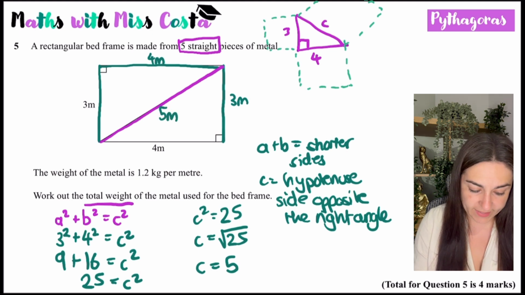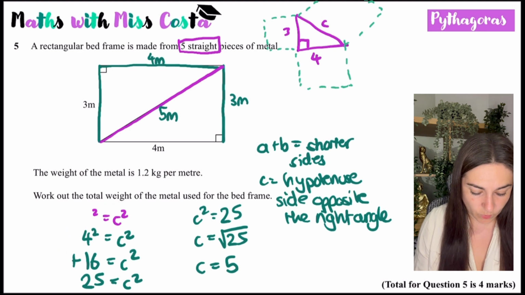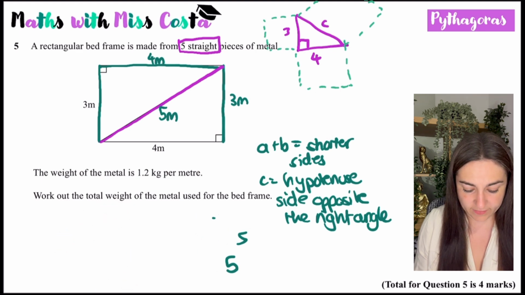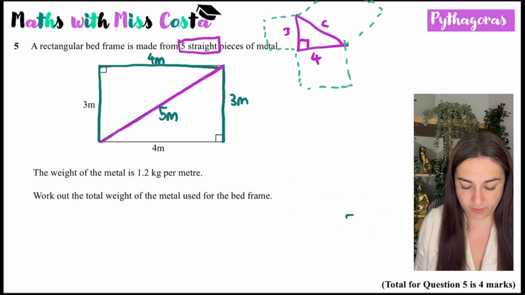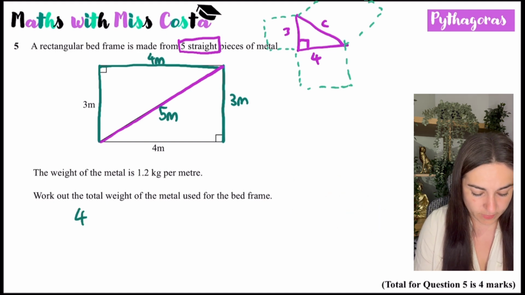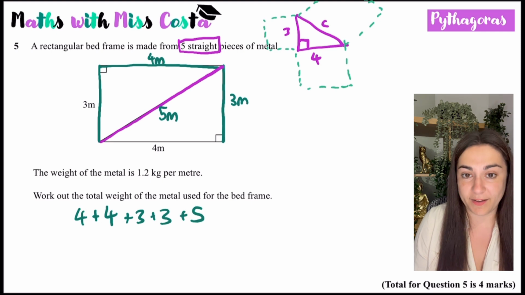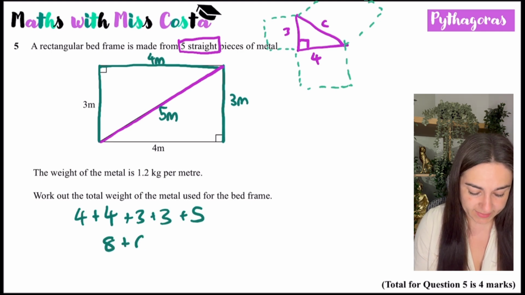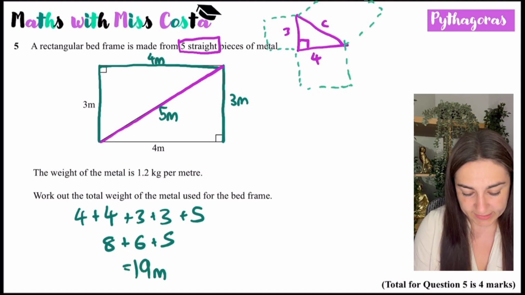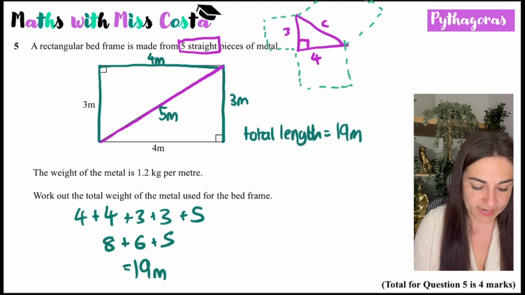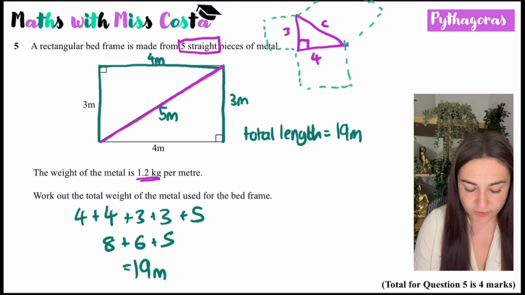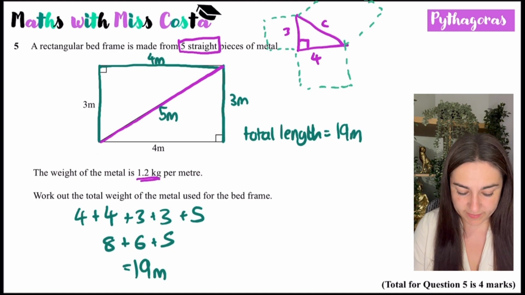So the total weight of the metal used, I'm going to have to add all of the lengths together. So I've got 4 plus 4 plus 3 plus 3 plus 5. That's 5 lengths. So 4 plus 4 is 8, plus 6, plus 5. You've got 14 plus 5 is 19 meters. So you know that the total length of all of the wires is 19 meters, and you're told that the weight of the metal is 1.2 kilograms per meter. So what you're going to need to do is multiply that by 1.2.